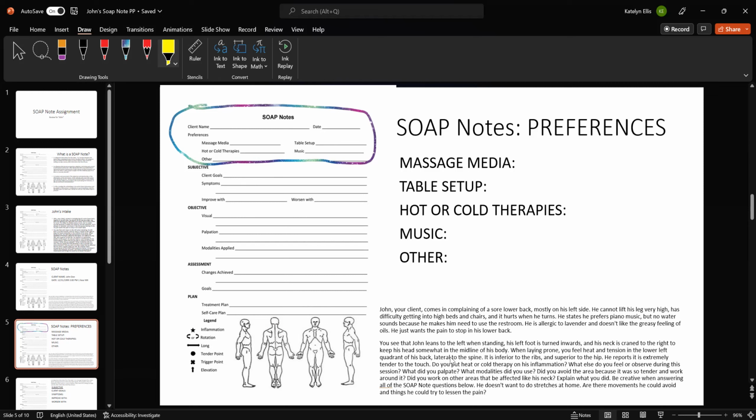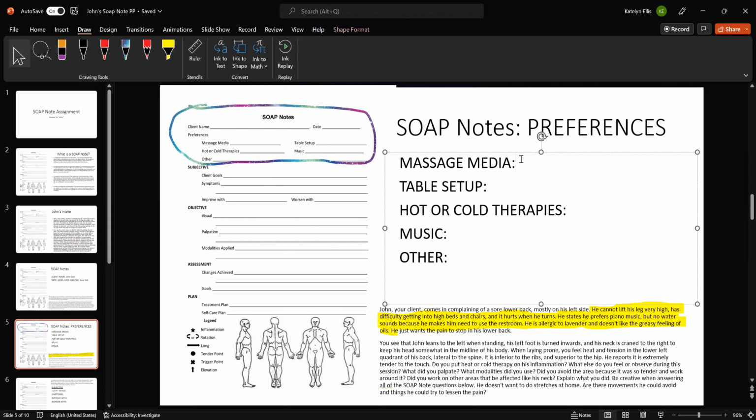Now, luckily, this is an assignment, so you have all the information you need right at the beginning. All right. He's complaining of a sore back. That doesn't go there. What about this? He cannot lift his leg very high, has difficulty getting into high beds and chairs, and it hurts when he turns. We don't really need it hurts when he turns. He states he prefers piano music, but no water sounds because it makes him need to use the restroom. He is allergic to lavender and doesn't like the greasy feeling of oils. This is the important information for this section here.